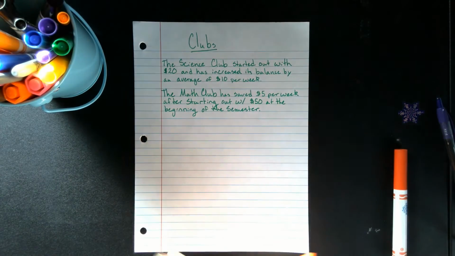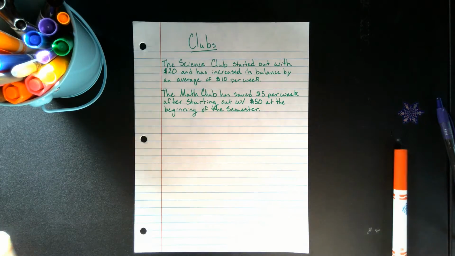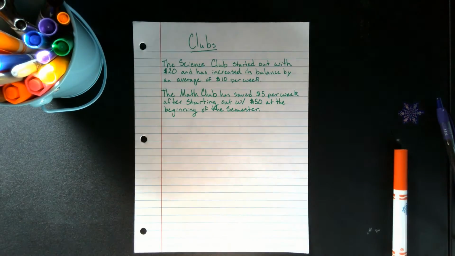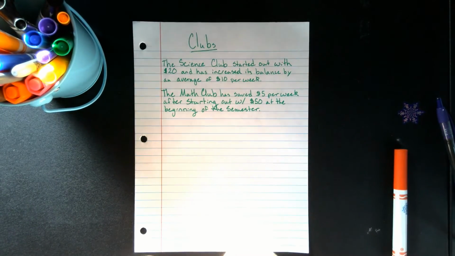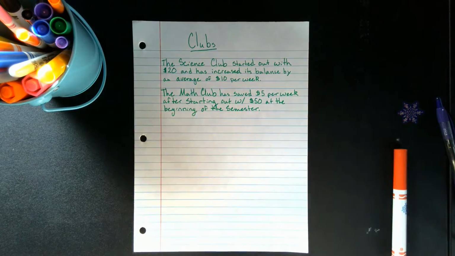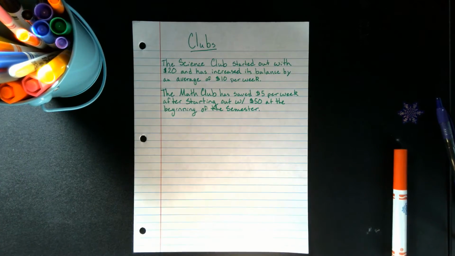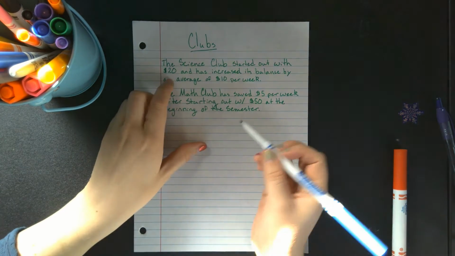So specifically in this lesson, one of the things we're looking at is word problems. It's a really big deal in Chapter 5, and it's continued to be a big deal throughout the rest of this book. So let's look at this one. We're looking at two different clubs. I'm going to underline things. I would recommend doing this on word problems.